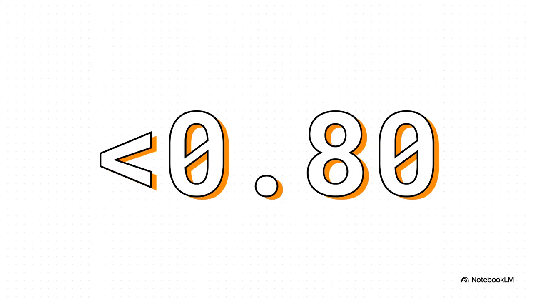And here it is, the number you have to burn into your memory, 0.80. An FFR value less than 0.80 is the high-yield cutoff. It's the red flag. It tells us that, yes, this specific blockage is causing ischemia, it's starving the heart muscle of blood, and that means fixing it with a stent or with surgery is probably going to help the patient.